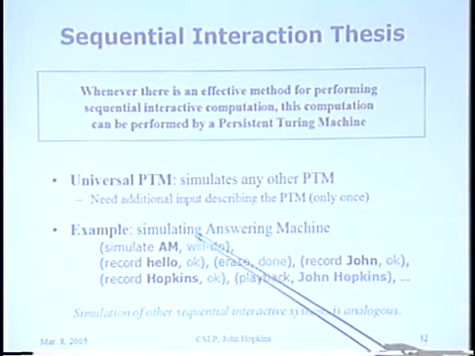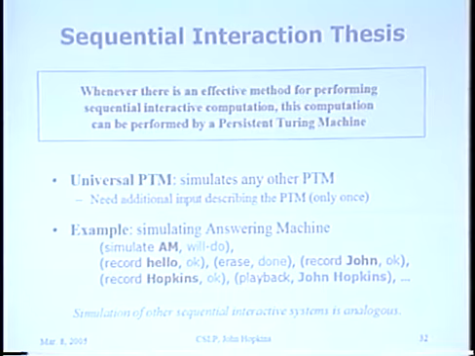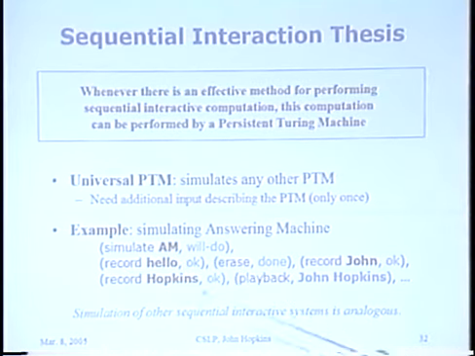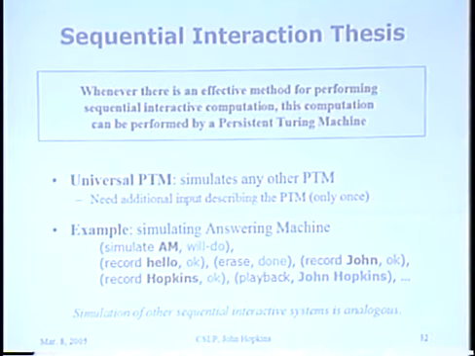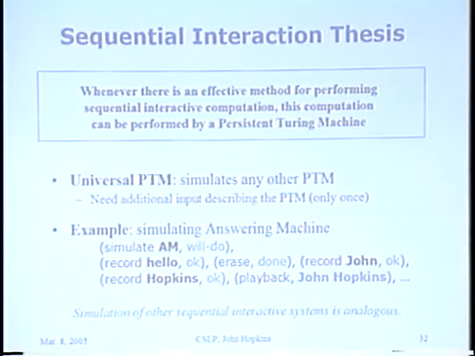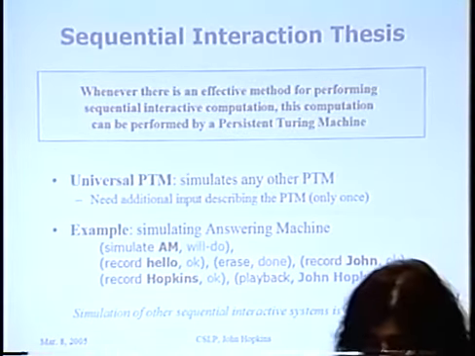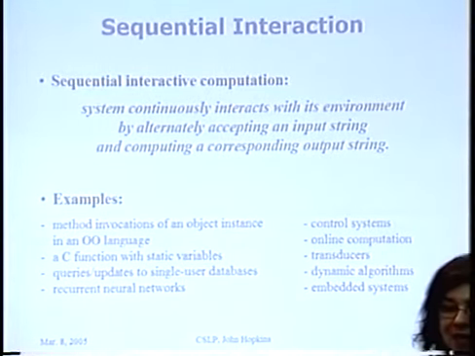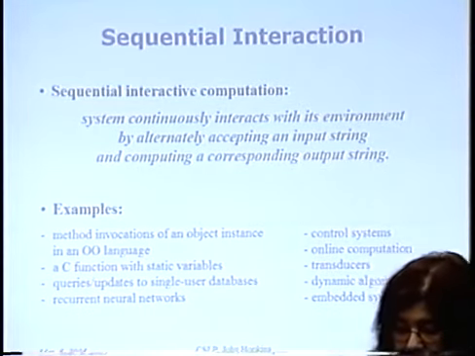So here's an example of a universal PTM simulating an answering machine. The first input will say simulate AM, where AM is the actual description of this PTM. And it'll say, okay, I'll do that. And from then on, the rest of it is exactly what we've seen before. Okay, the details of how to do this are in the paper. And it's also pretty clear that you can, in an analogous fashion, simulate any other sequential interactive system, such as any of the ones described in the examples on the previous page. Okay? And that is what led us to our sequential interaction thesis.